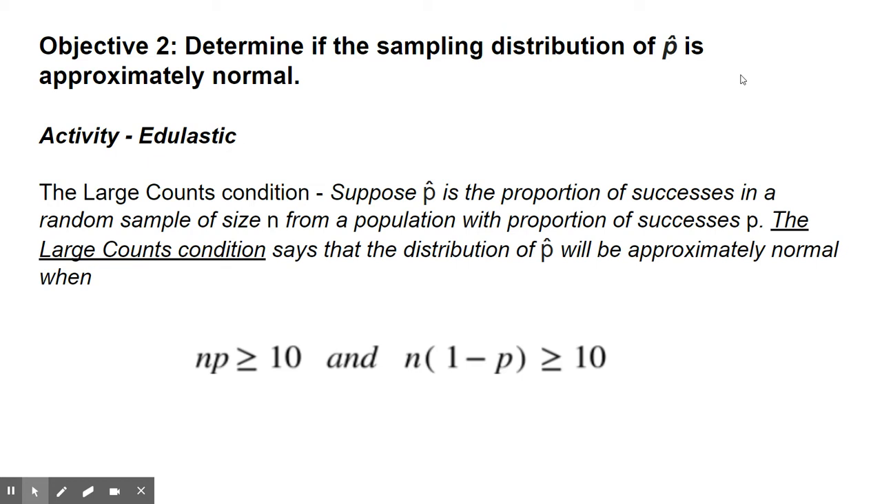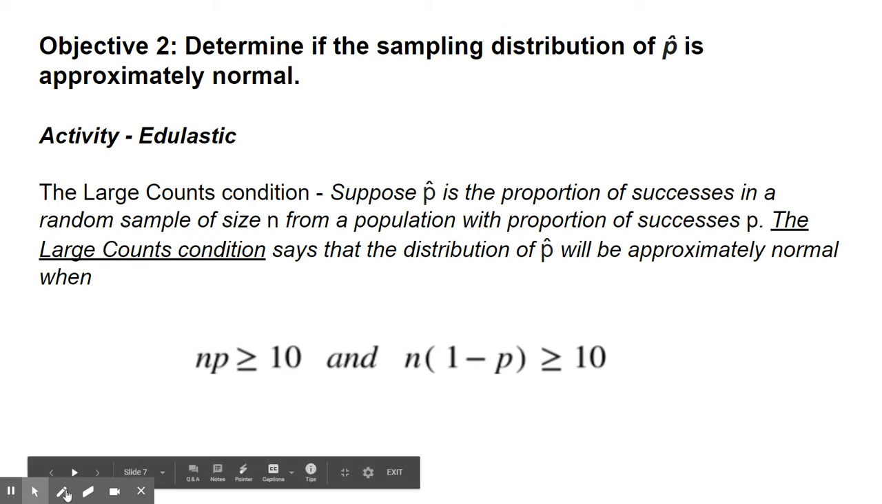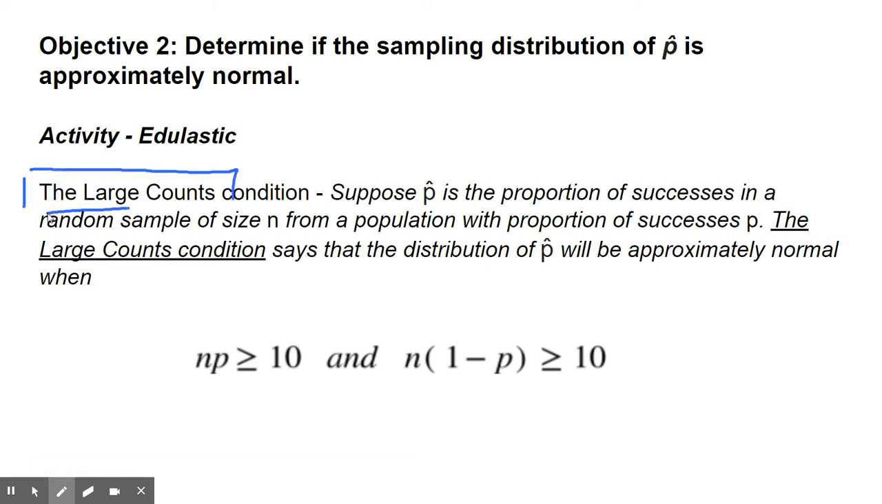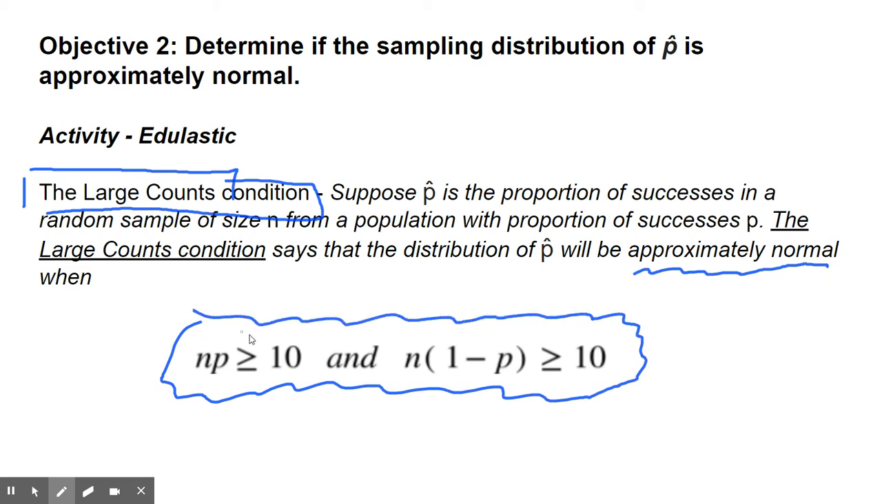All right, so hopefully you returned back from the activity and you see that we're going to talk about this large counts condition again. If you recall, we did talk about this in section 6.3. So again, the large counts condition. It says, suppose p hat is the proportion of successes in a random sample of size n from a population with proportion of successes p. The large counts condition says that the distribution of p hat will be approximately normal when, and again, these two things must be true. Remember, we have to have enough successes and enough failures in order to even do the problem. Okay, so keep that in mind. Same idea as with your sample counts.